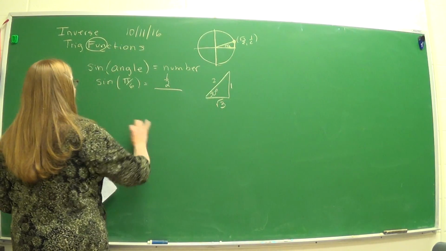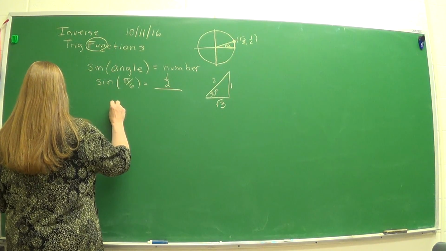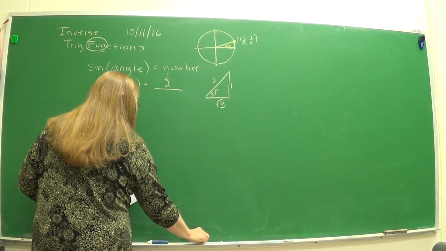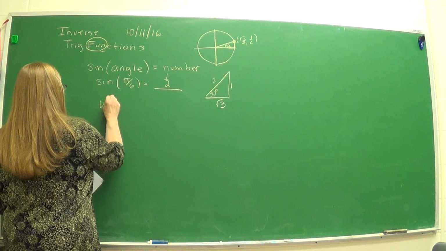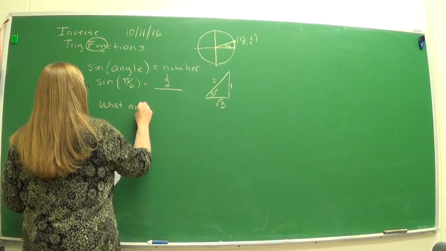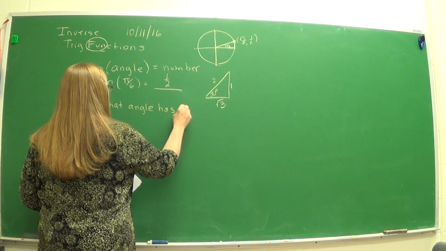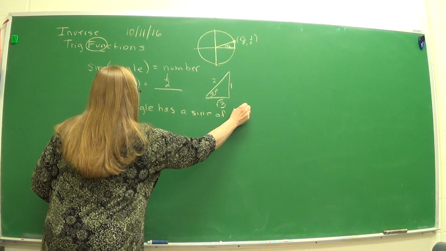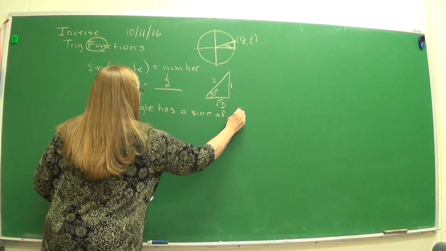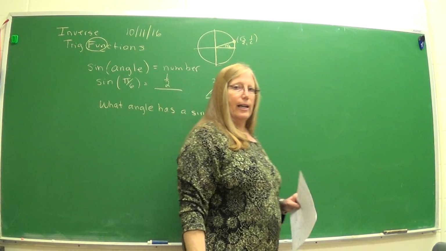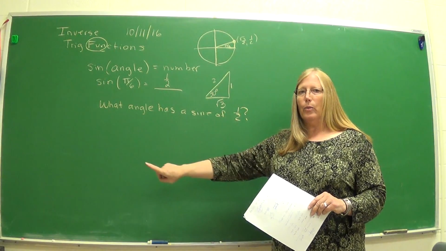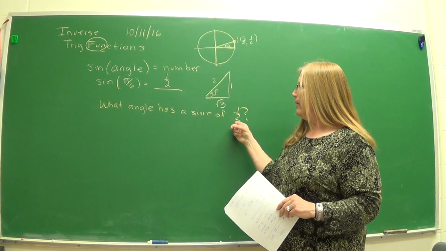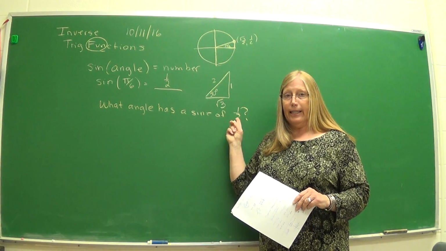Well, we're going to reverse that, and we're going to ask, what angle has a sine of 1/2? I'll write it in words first, not much chalk here. What angle has a sine of 1/2? You see how I'm asking it the other way. Here I gave you the angle, you gave me the number. Here I'm giving you the number and asking you what angle has that as its sine.